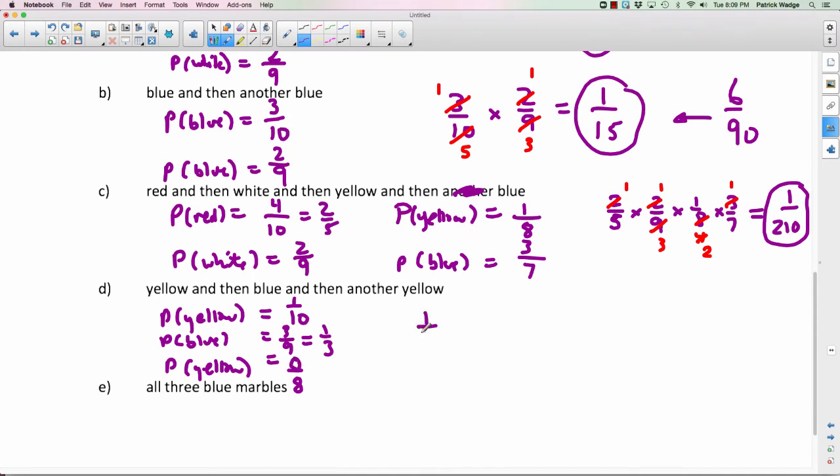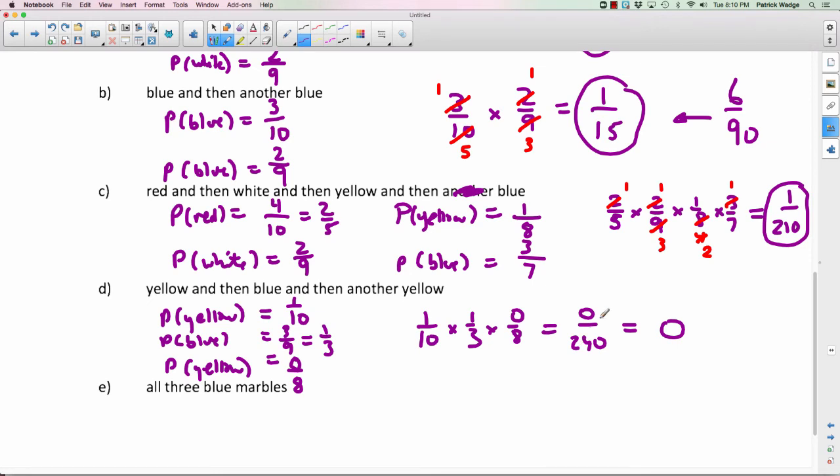I hope you know what your final answer is going to be when you multiply 1/10 times 1/3 times 0 over 8. Look what you get in the top. 1 times 1 times 0 is 0. I don't even care what you get on the bottom. Well, I'll tell you, it's 240. 0 divided by anything is 0.